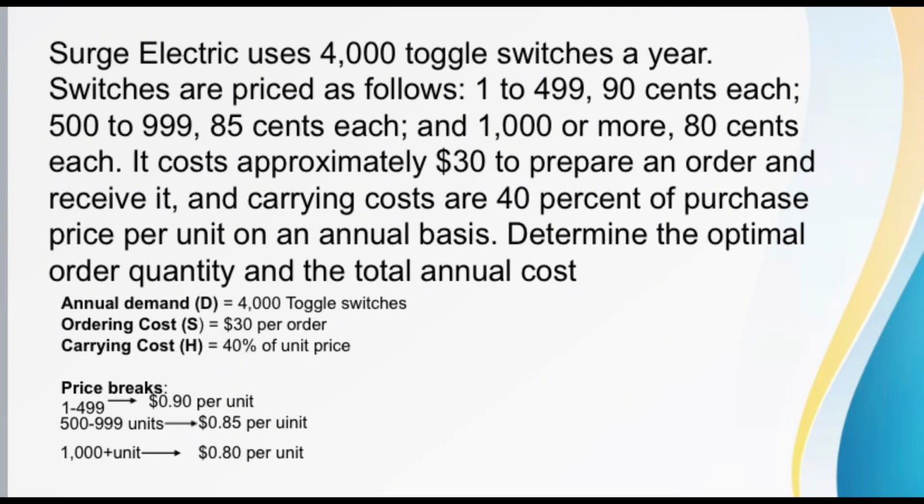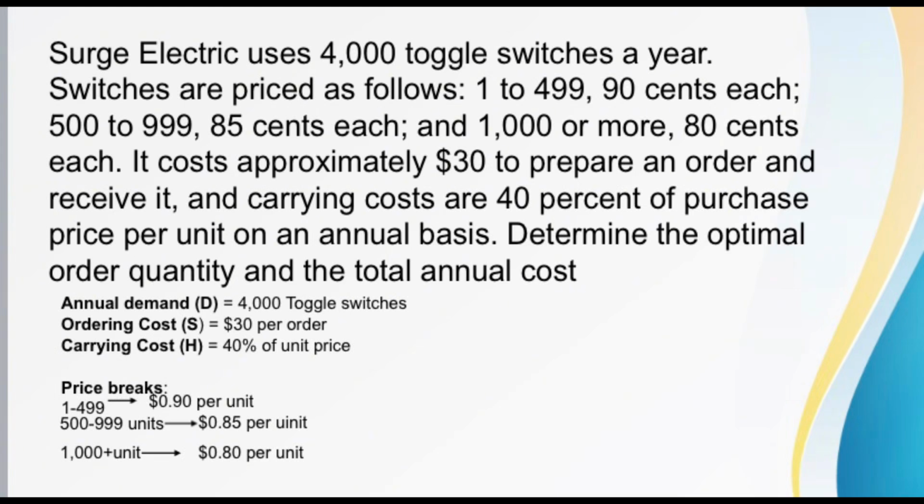The price of the switches for 1 to 499 is 90 cents each. Then for 500 to 999 it is 85 cents each. Then for 1,000 or more it is 80 cents. So as you can see, the more you buy, the lower the price. It costs approximately $30 to prepare an order and receive it. And then the carrying cost is 40% of purchase price per unit on an annual basis.